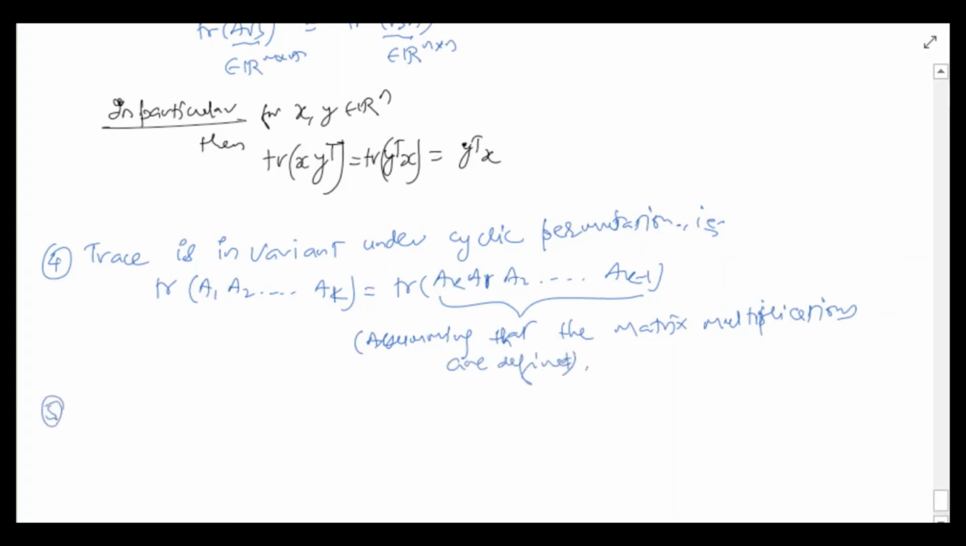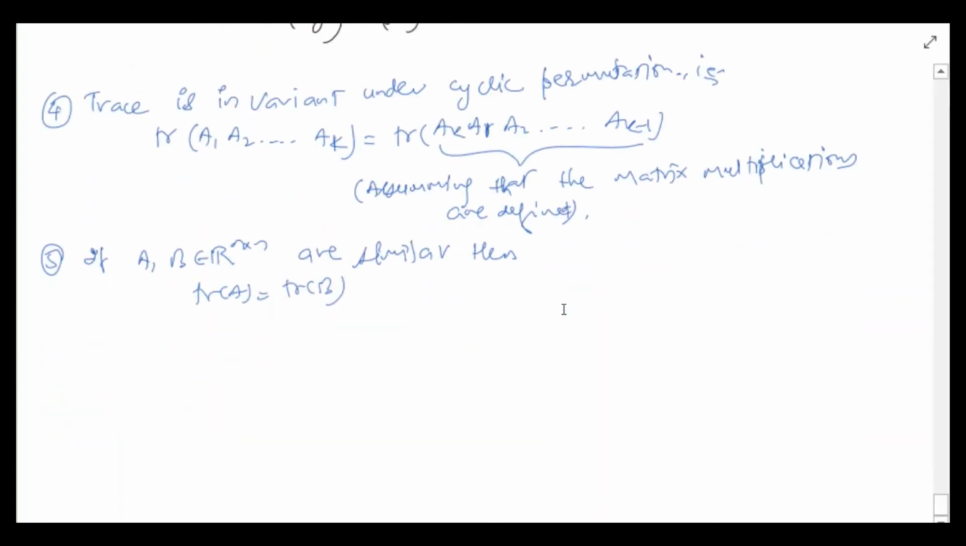The next property is in regard to similar matrices. It says that similar matrices have the same trace. So if A and B, both n cross n, are similar, then trace of A will be the same as trace of B. Okay. This was all about trace.